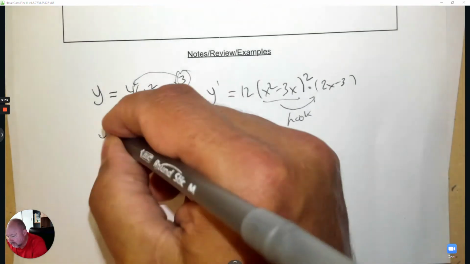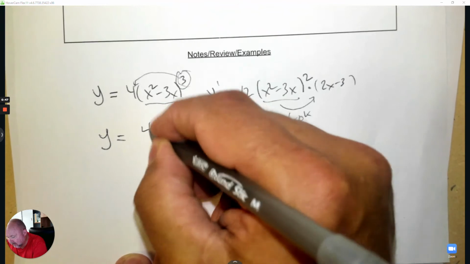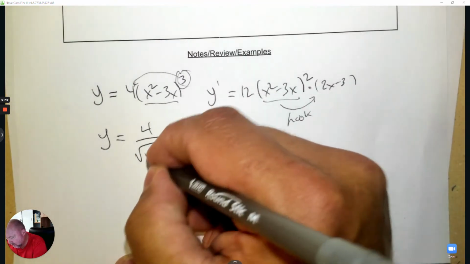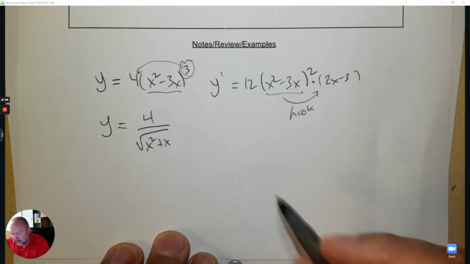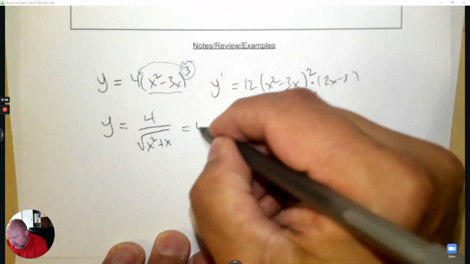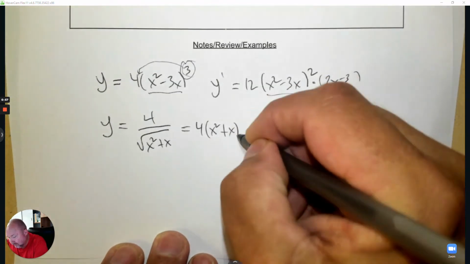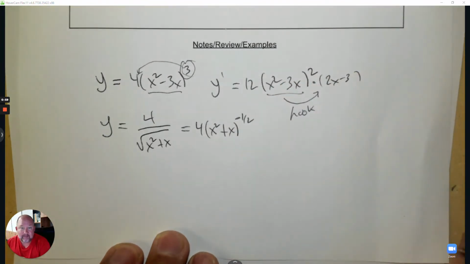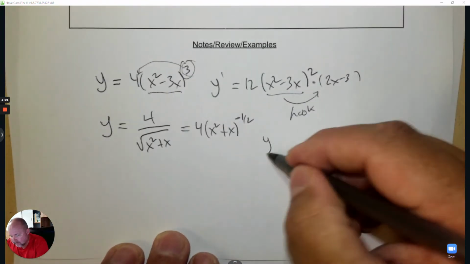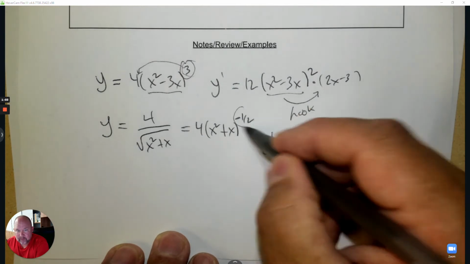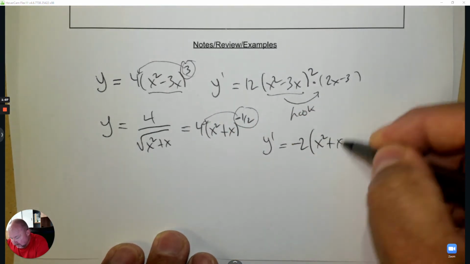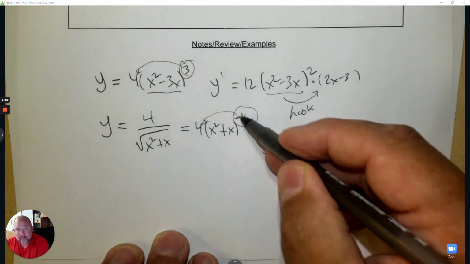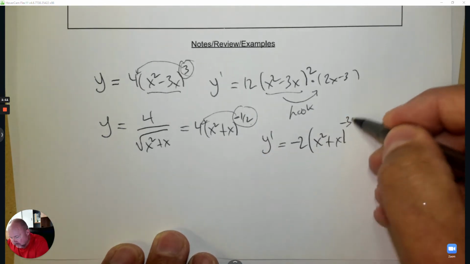Now sometimes you have to write it calculus friendly in order to do it. So here's an example where our first step is to write that x squared plus x to the exponent negative 1/2. That way we can do the shortcut. Then we're going to do the power rule. So negative 1/2 times 4, copy the base, subtract 1. Remember, negative 1 subtract 2 is negative 3 over 2.